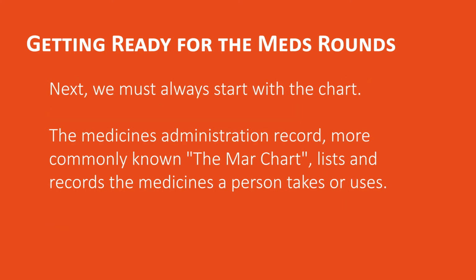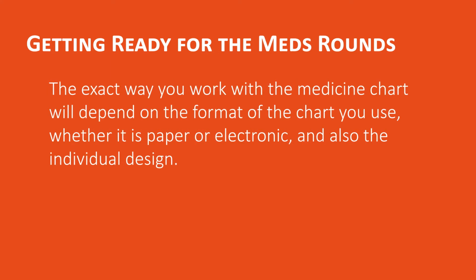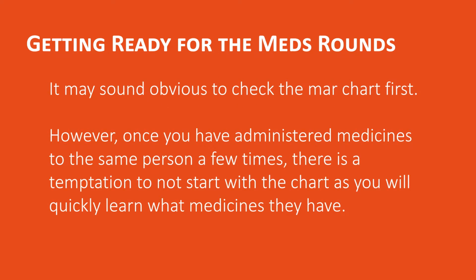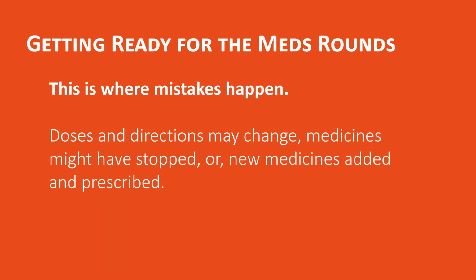Next, we must always start with the chart. The Medicines Administration Record, more commonly known as the MAR chart, lists and records the medicines a person takes or uses. The exact way you work with the medicines chart will depend on the format of the chart you use, whether it's paper or electronic, and also the individual design. It may sound obvious to check the MAR chart first. However, once you've administered medicines to the same person a few times, there is temptation to not start with the chart, as you will quickly learn what medicines they have. This is where mistakes happen.